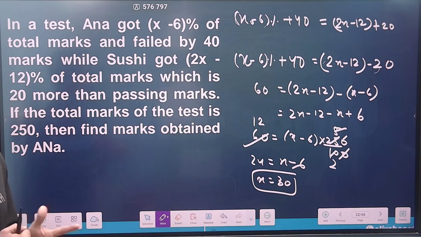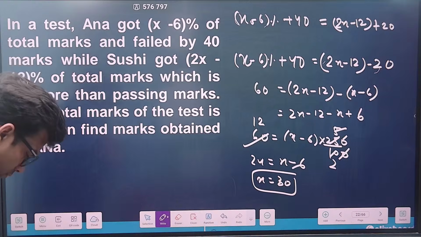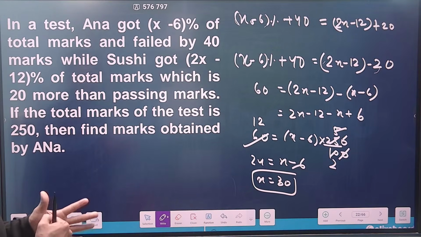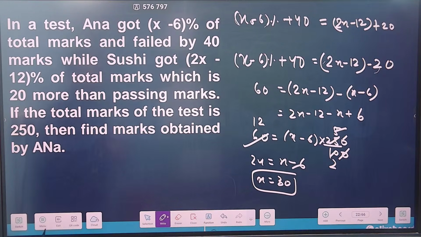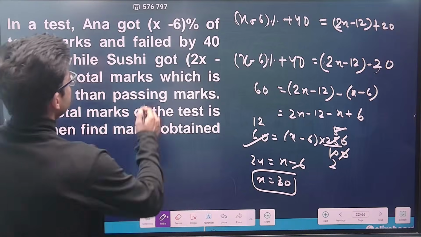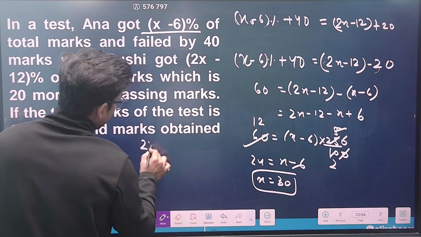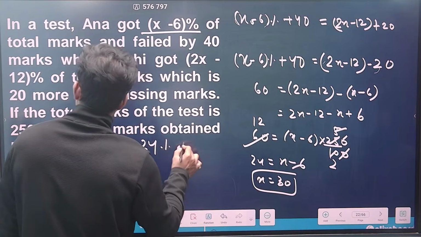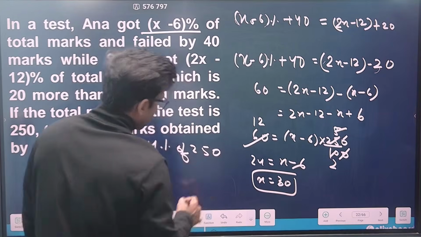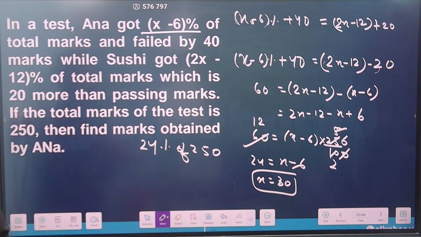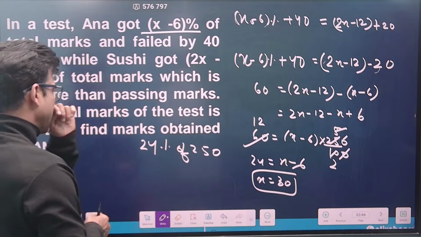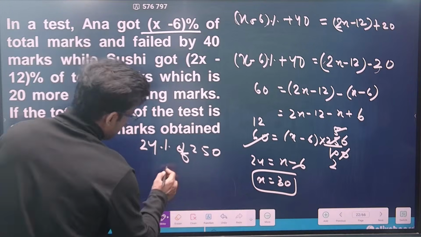Now what I need to figure out? Find the marks obtained by Anna. Anna got x minus 6 percentage, and the value of x is 30. So Anna will get like 24. So 24% of 250, correct? This I need to figure out, na? 24% of 250. Correct. 24% means 20% would be 50 and 4% is 10. So 60 would be the answer.